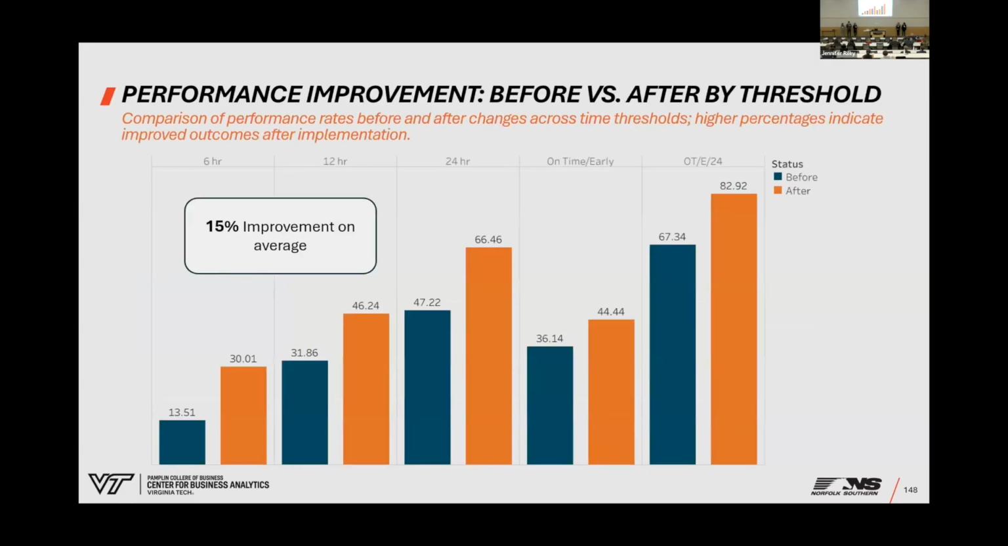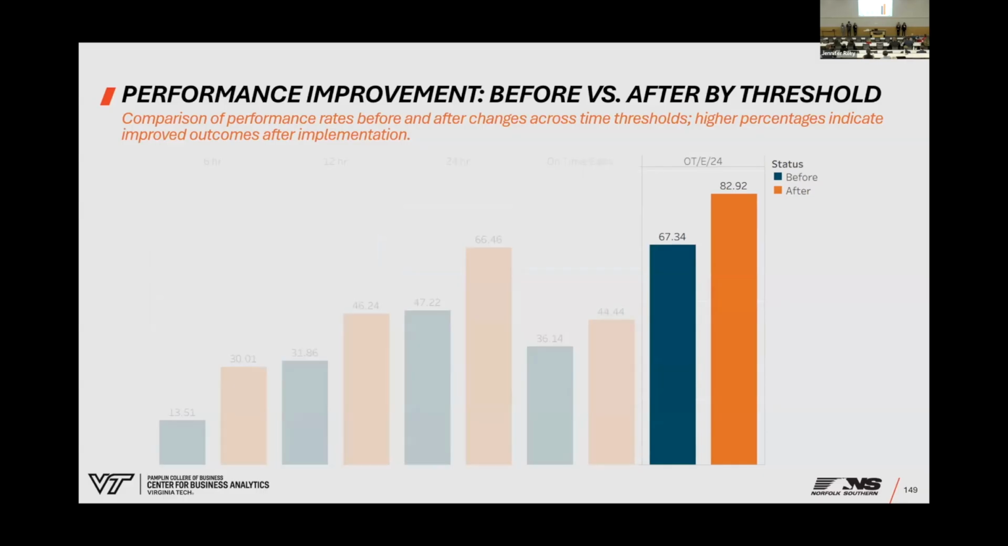Finally, this visualization shows performance improvement before and after implementing a model across different time thresholds. At every threshold, we can see an increase in performance. On average, the model improves ETA accuracy by 50 percentage points, with the strongest gains at the on-time or early and maximum 24 hours late threshold. At this level, we can see performance increase from 67 to 82%, showing that the model is steadily shifting predictions closer to actual arrival times. This shows that the model is meaningfully improving ETA reliability, helping deliver more consistent and on-time arrivals.